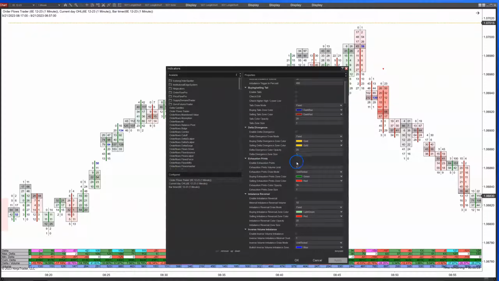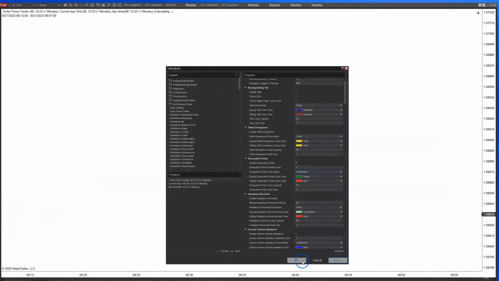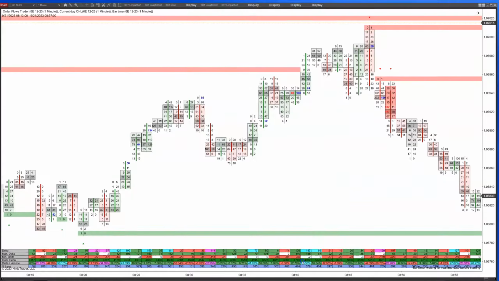And exhaustion prints right here. Now you can set your limit. I would set it at 1, draw it until tested, just to highlight it out. You click apply, and it just makes it much more visual. To a trader, you want to see these things as soon as they happen. It's not necessarily a red light, green light system, but more of a whack upon the side of your head system saying, hey, don't miss this.